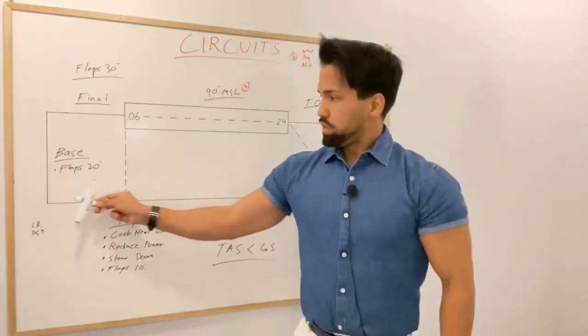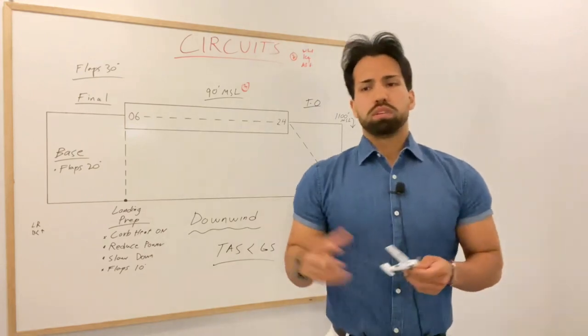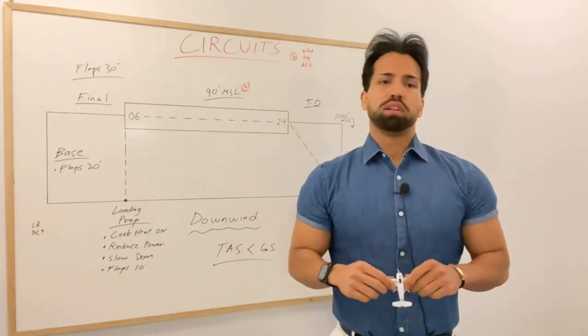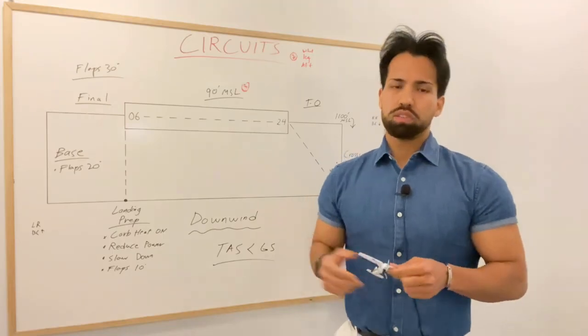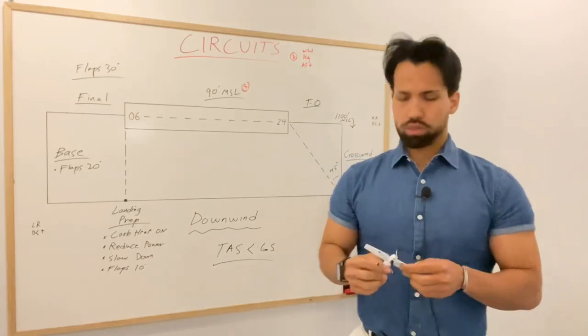Now, sometimes when you're here, the tower will tell you to extend downwind, and that he'll call base for you, okay? Then in that case, you have to do what he says, extend downwind, and wait until he tells you to turn base, okay?